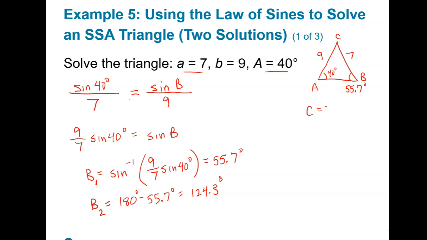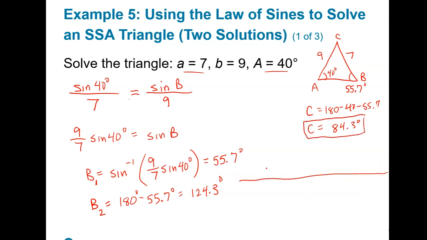All right, if this is the case, this is the 55.7 degree one, then that means angle C is 180 minus 40 minus 55.7. So C is about 84.3 degrees. All right, and then if we're looking at this other scenario, then this case would leave C as only being 180 minus 40, but instead of 55.7, now it's the 124.3. That would leave the 15.7 degrees for C.